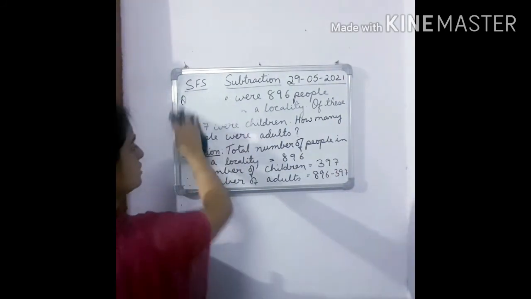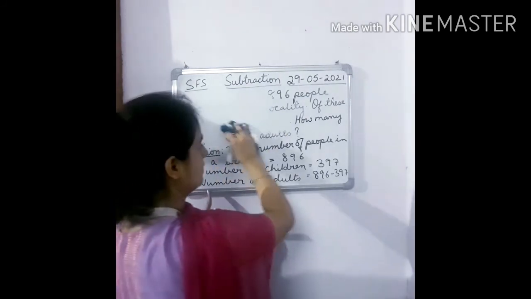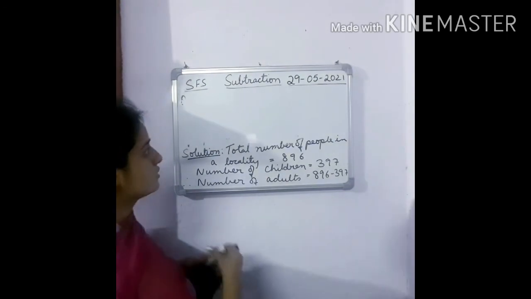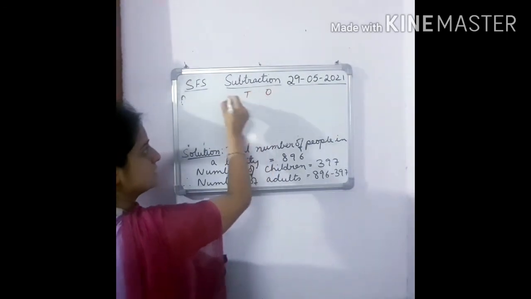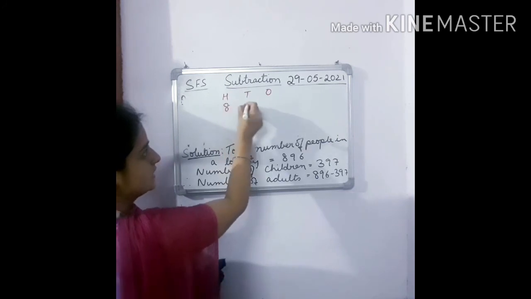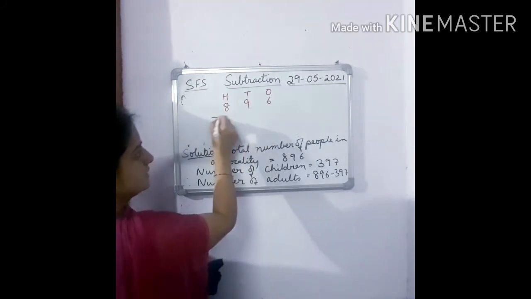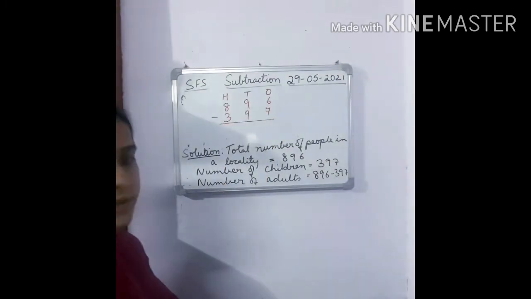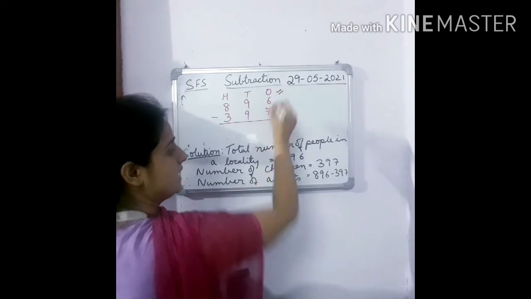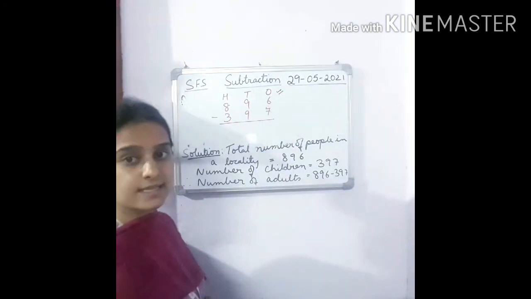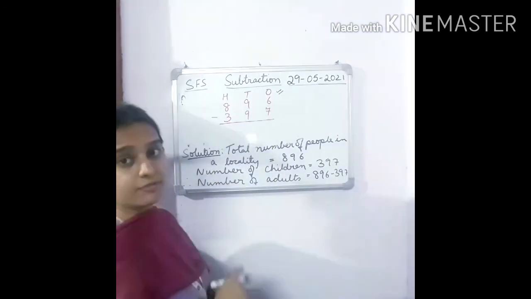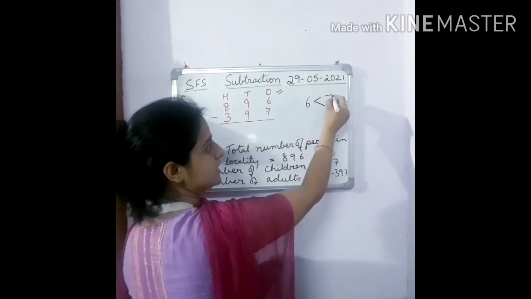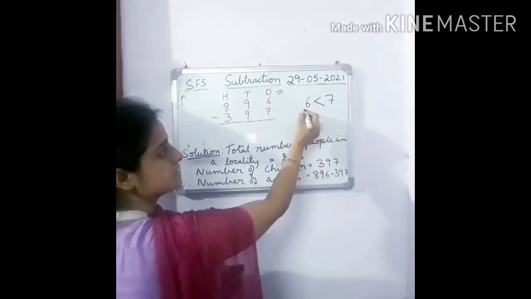I'm going to rub this out, children. This is a 3-digit number. Ones, tens, hundreds. 896 minus 397. Now let's do this subtraction. We'll start from the ones place. Can we subtract 6 minus 7? Can we do this? No. 6 is smaller than 7. So how can we make this 6 bigger?